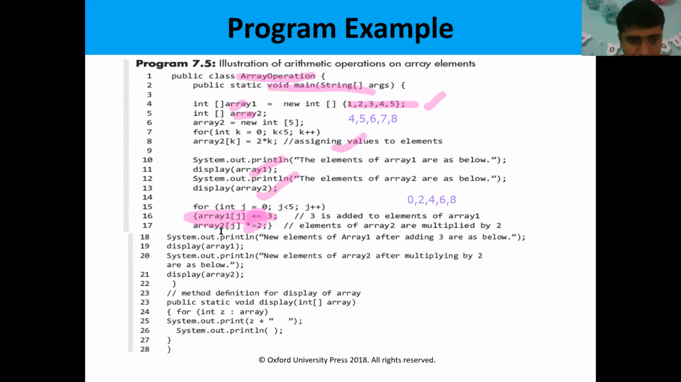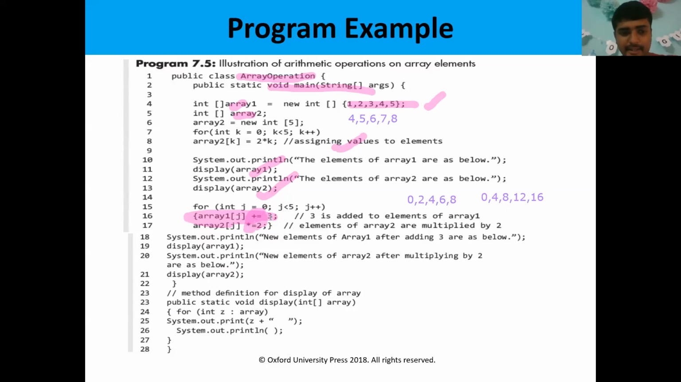Then he is performing a multiplication operation, multiplying by 2. So each of the array 2 elements is multiplied by 2. That means 0 into 2 is 0, 2 into 2 is 4, 4 into 2 is 8, 6 into 2 is 12, 8 into 2 is 16. So after multiplying array 2 with 2, this is the output.